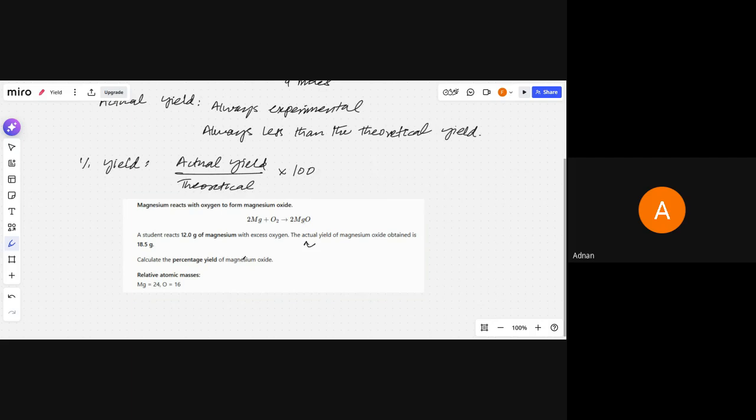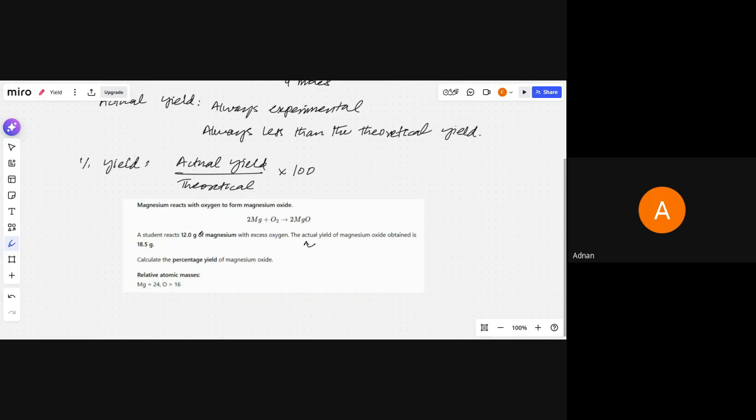Calculate the percentage yield of magnesium oxide. So remember that what is given in the chemical equation will be the actual yield, and you will have to find the theoretical yield yourself. So let us solve this question.